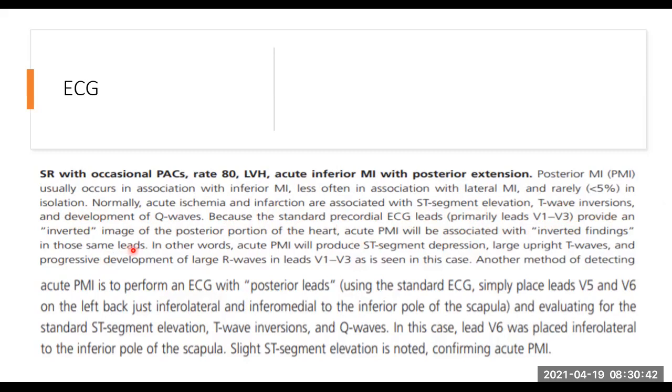Now, does this mean every time you have ST depression in V1, V2, V3, it's definitely a posterior MI? No. Doesn't mean that. It just means there's a likelihood of it. All right, so we're going to check how we're going to look at it.